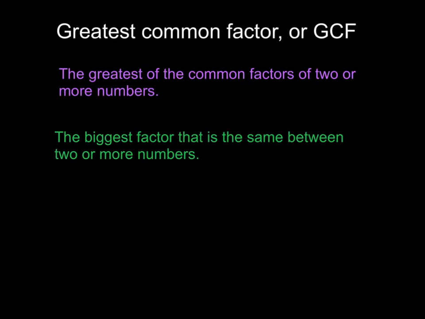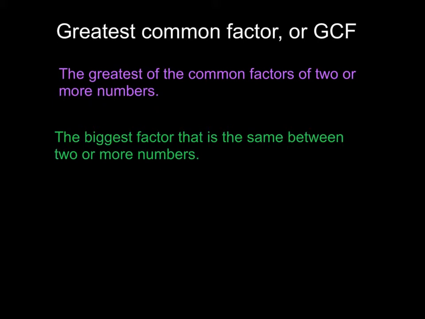Today we're going to be taking a look at what's called the greatest common factor, or sometimes you'll see it abbreviated as GCF. Now if you look up greatest common factor in the glossary in the back of the book, it says the greatest of the common factors of two or more numbers. Okay? Another way to look at that is this. It's the biggest factor that's the same between two or more numbers.